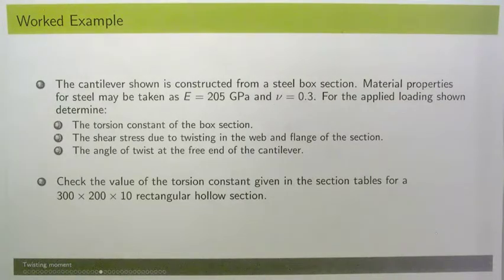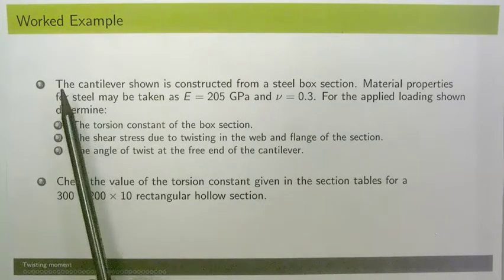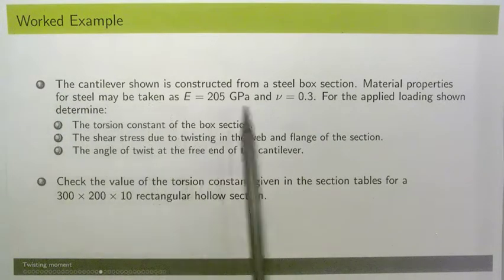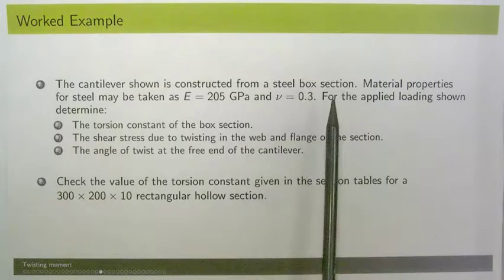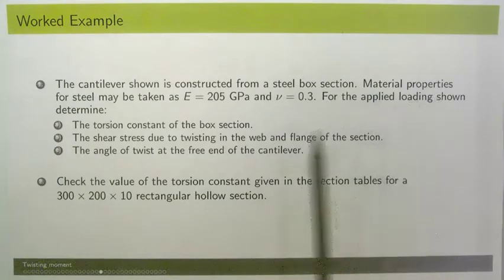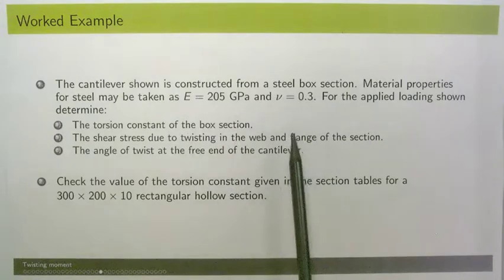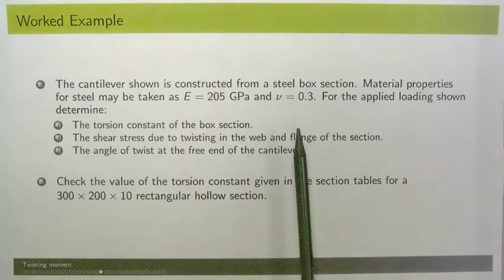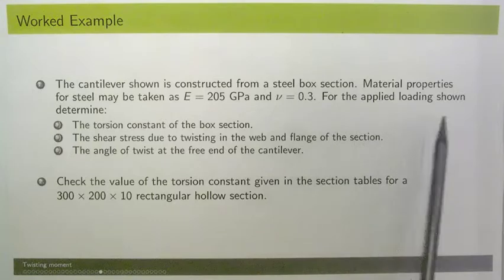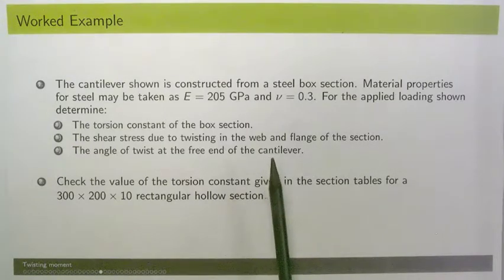For the worked example for a closed cross-section, thin-walled cross-section subject to twisting, we're just going to imagine that we have a cantilever constructed from a steel box section, which we'll see in a minute. I've given the material properties for steel, so the Young's modulus and the Poisson's ratio are going to be important because we're assuming steel is an isotropic material, and that then allows us to calculate the shear modulus. And obviously we'll be shown the applied loading in the diagram.